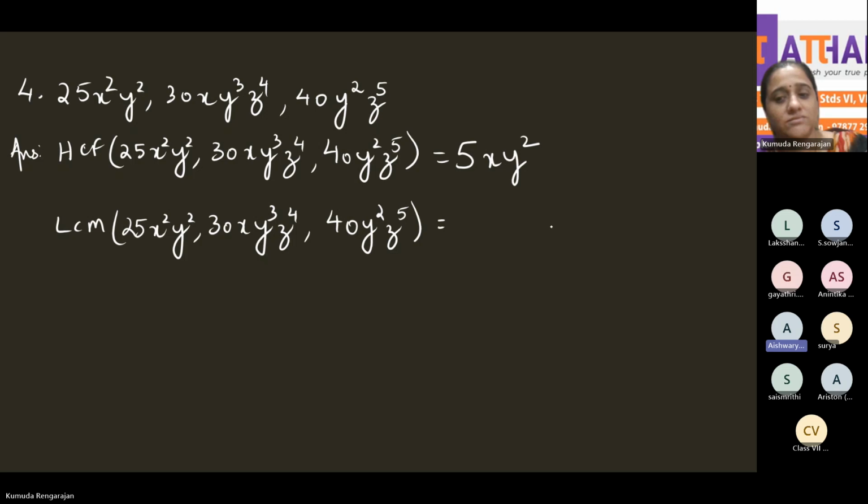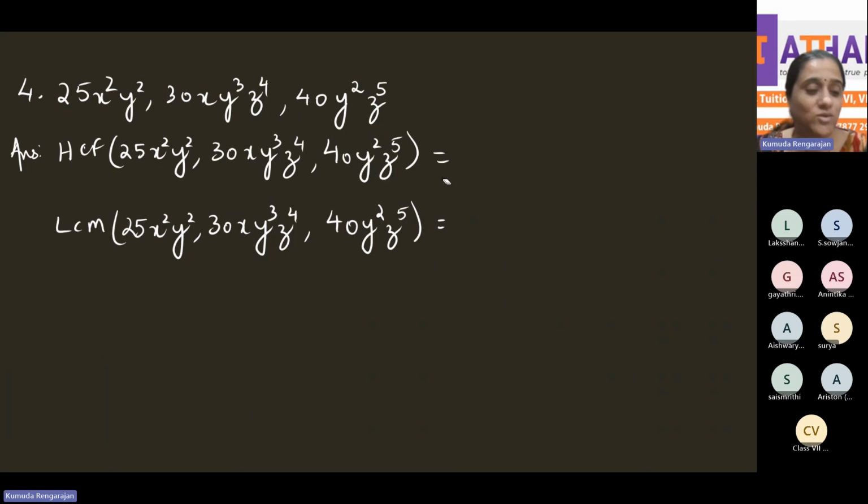Mom, I have a doubt in the HCF thing. We include X, but in 40 y square z to the power 5, there's no X. Oh, I didn't notice that. Thank you so much, Aishwarya. Oh my God, I didn't notice that. Okay, let me do it again.